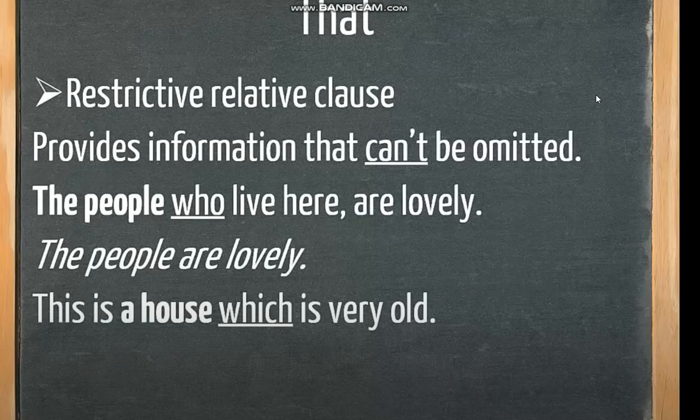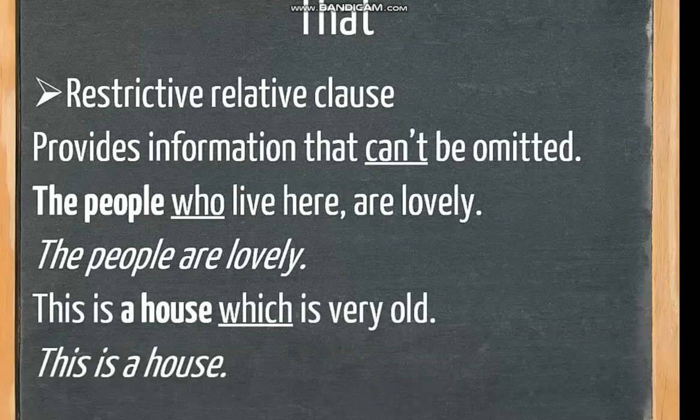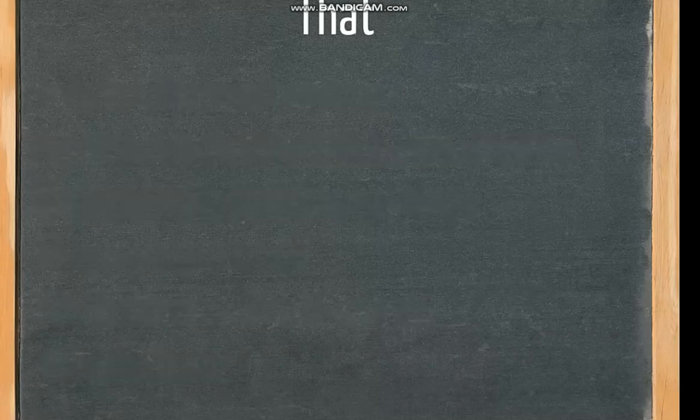Okay, this is a house which is very old. So this house is very old. Again, this is a house. It makes perfect sense grammatically, but how is it? It is not described. So here, this is a house which is very old. Yes, we can see that this is a house, but we need extra information on that.